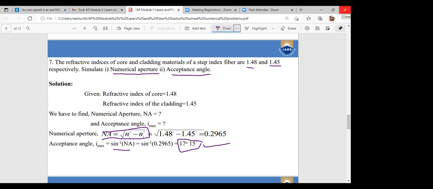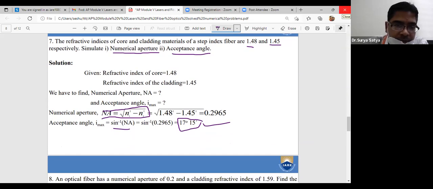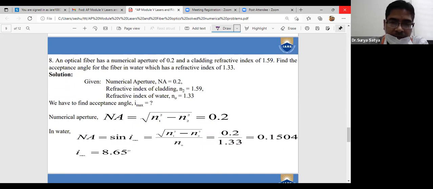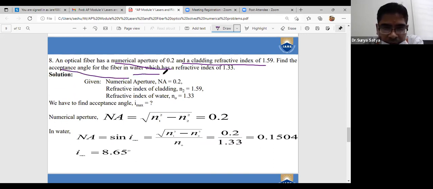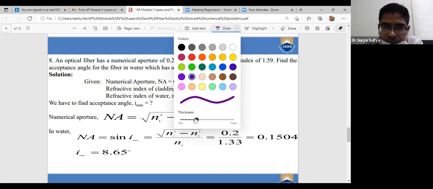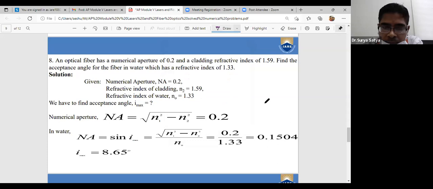Yes, sir. So the next question is, an optical fiber has a numerical aperture of 0.2 and cladding refractive index is 1.59. Find the acceptance angle for the fiber in water which has refractive index of 1.33.